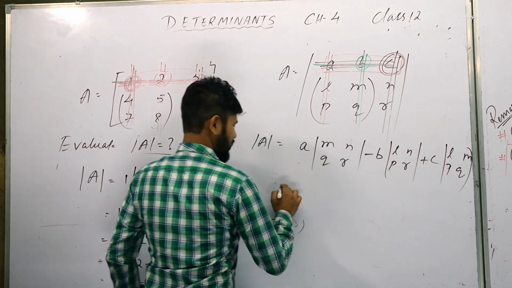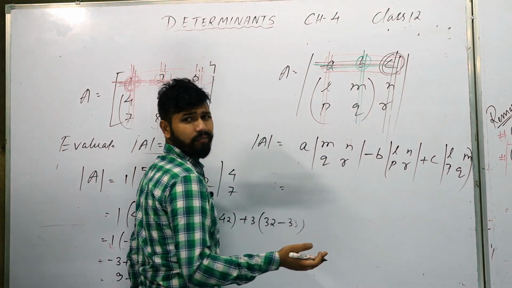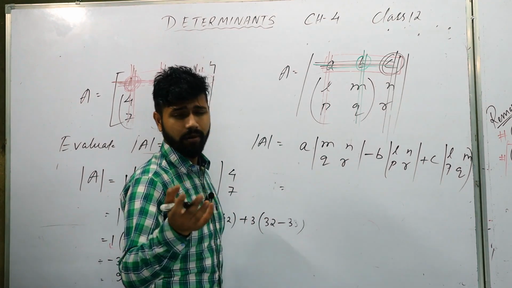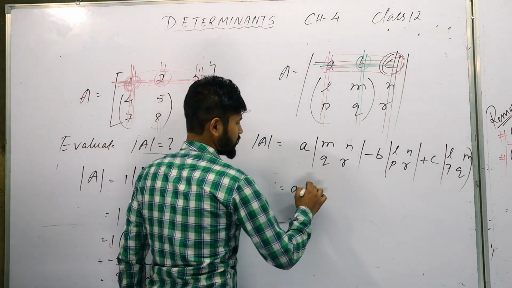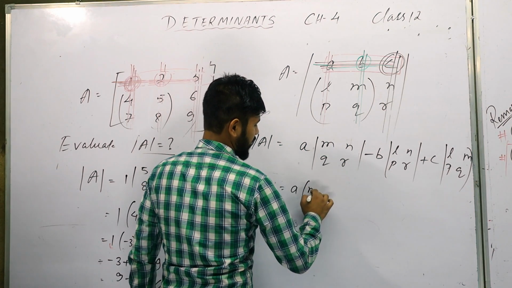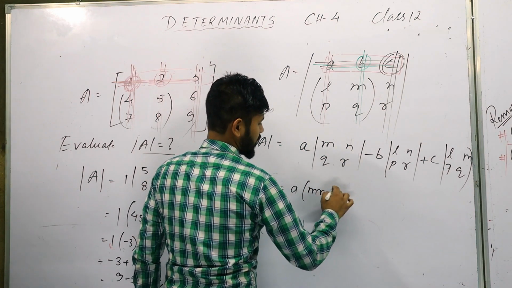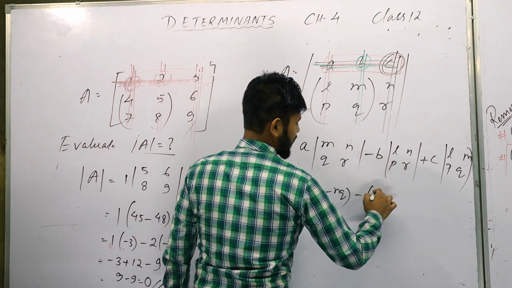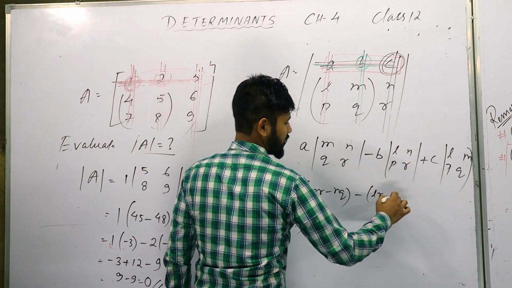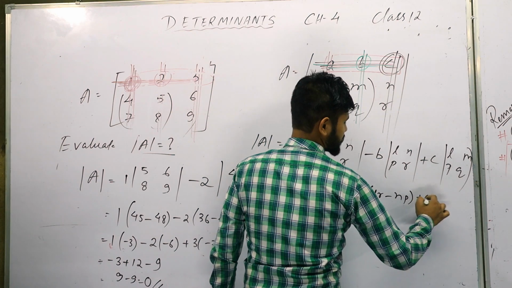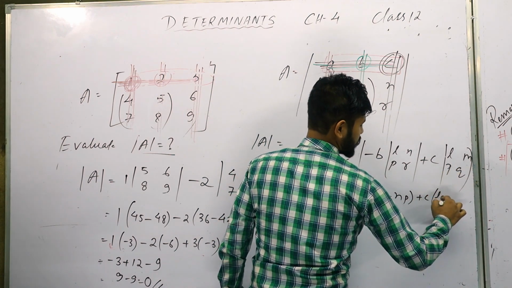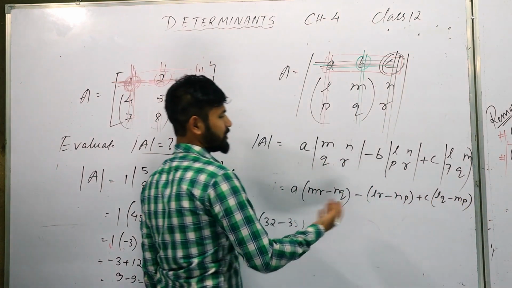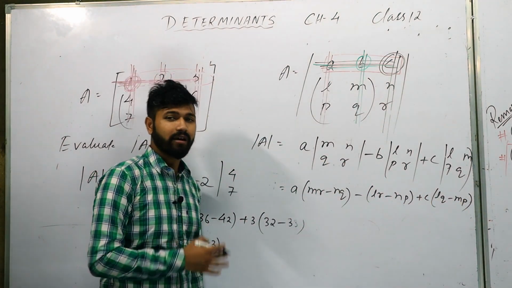Now this is a 2 cross 2 determinant, and you know very well how to find the determinant of that. That is, A equals M R, that is MR, minus N Q, that is NQ. Again minus L R, that is LR, minus N P, that is NP, plus C times L Q, that is LQ, minus MP. And this is the expansion of this determinant.